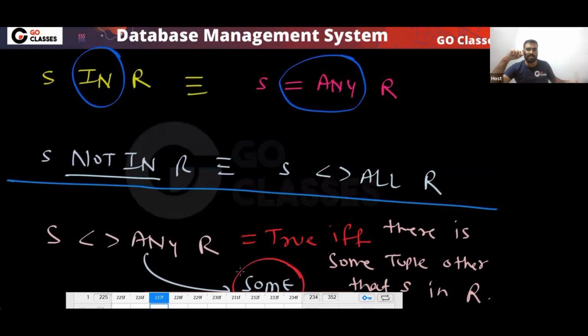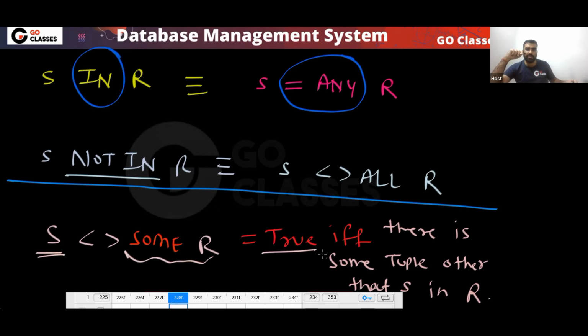See, any means some. This word will confuse you. So you put the word some instead of any. Now you tell me, S is not equal to some R, right? So this will be true if there is some tuple other than S in R, right? Correct? Yes or no? Agree or not? Is this clear to everyone?